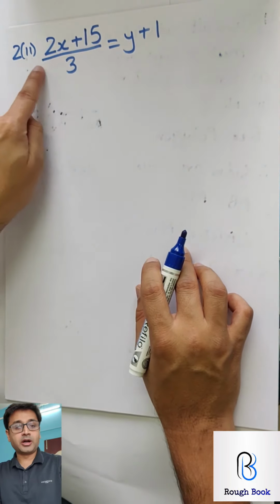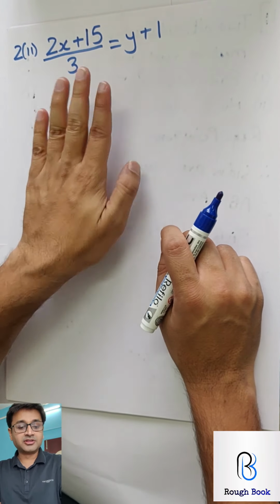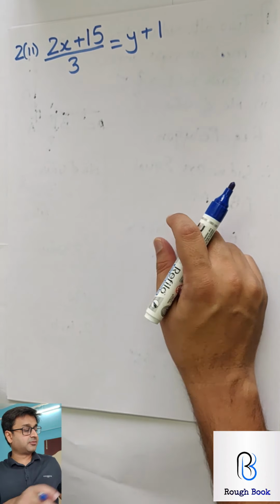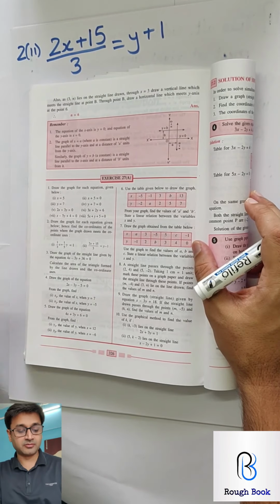Sum number 2 part 2. In 2 part 2 they say first draw this on the graph sheet. Once you've drawn this on the graph sheet, then there is something else also. So in case you don't have the book, take a screenshot and you can manage.